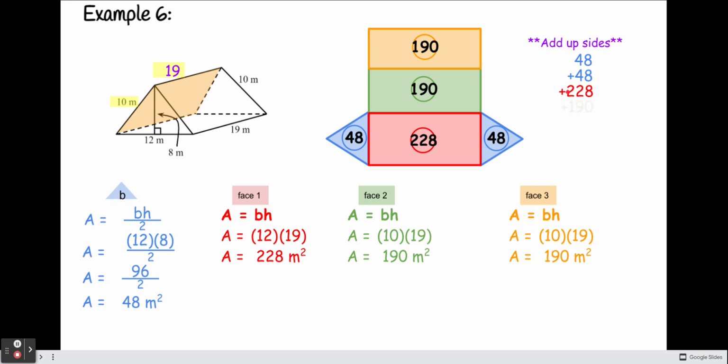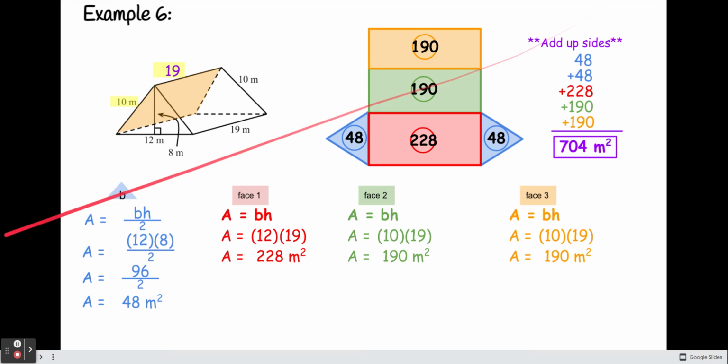Again, we add up all the sides, 48 plus 228 plus 190 plus 190 again, and we get 704 meters square as our answer. So that is it. That is how you use nets to find the surface area of prisms. They are super hard. But you're also super smart, so go ahead and try some examples on your own. Good luck.